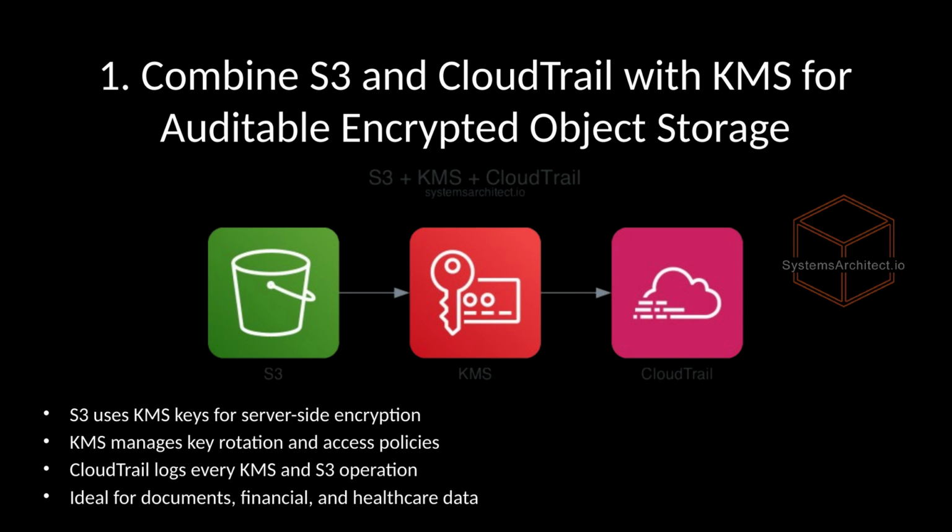Encryption alone does not tell you who accessed a file or when. S3 buckets use KMS keys to encrypt every object. CloudTrail logs every KMS and S3 operation into a durable, queryable trail. Together, they turn a bucket into a fully auditable vault. A responder can reconstruct exactly what was touched and which key protected it.